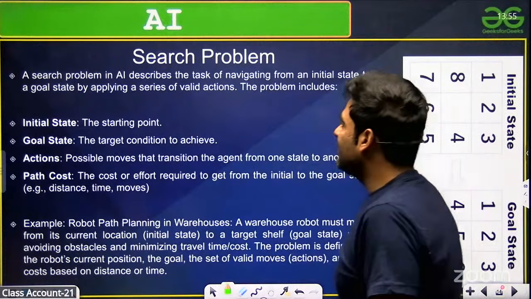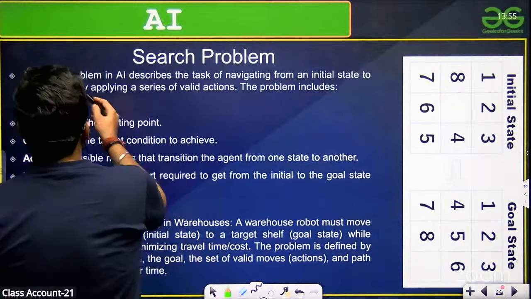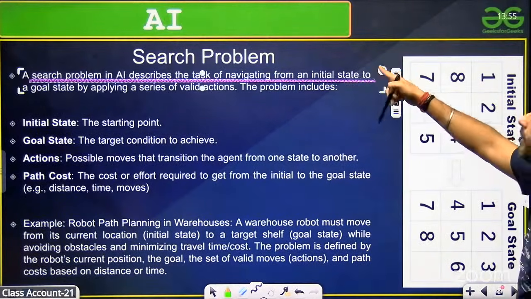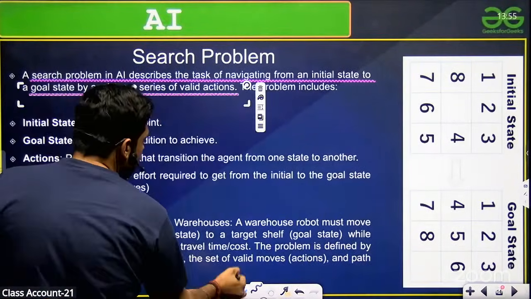Then next is search problem. So what is a search problem? It describes in AI the task of navigating from an initial state to a goal state by applying a series of valid actions. Very important.